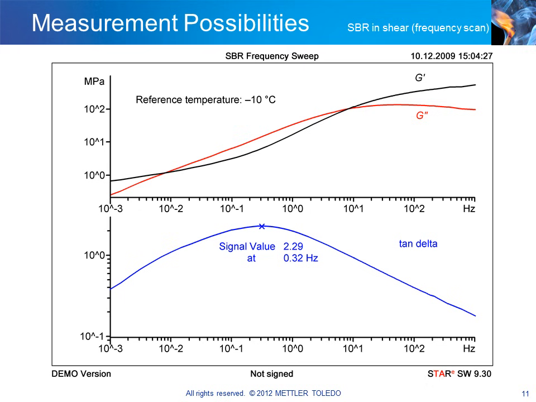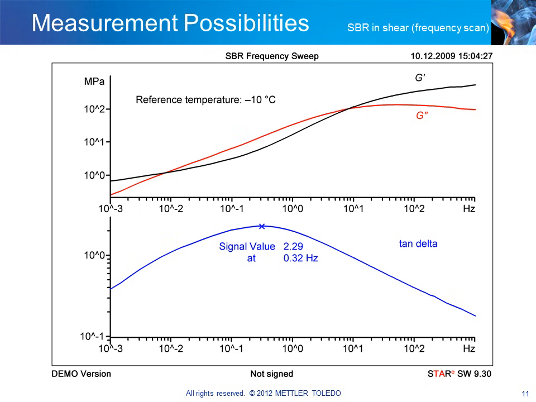The slide shows a frequency sweep of the main relaxation range of an SBR elastomer. SBR is short for styrene butadiene rubber. The measurement was performed isothermally at -10 degrees Celsius. It demonstrates that DMA can cover a wide frequency range.